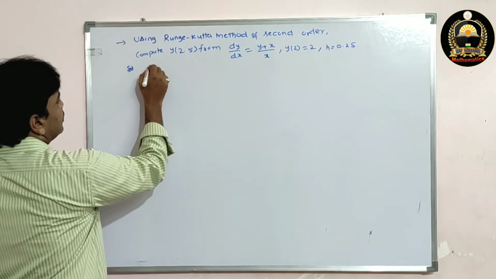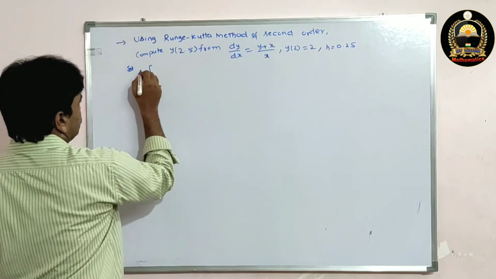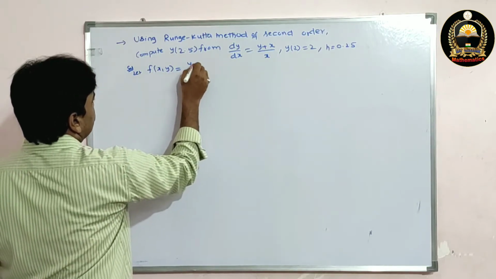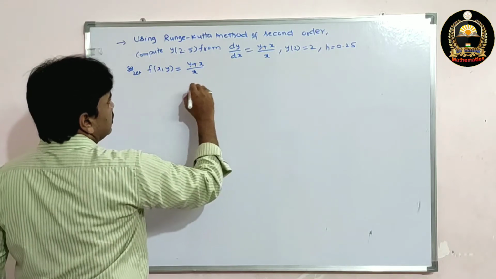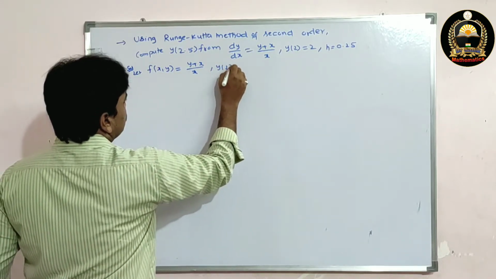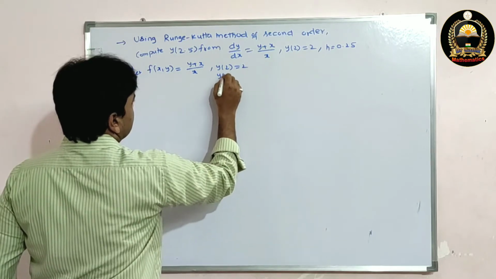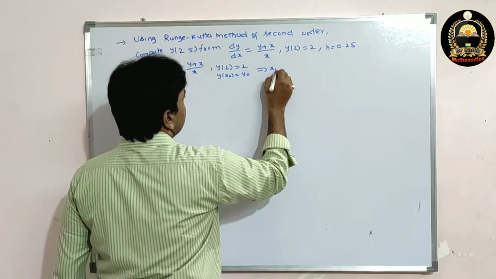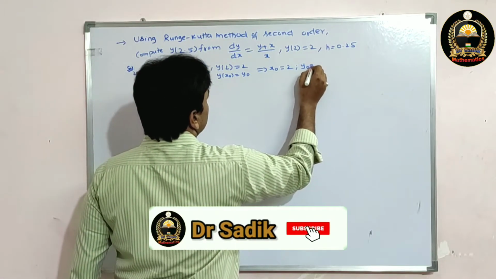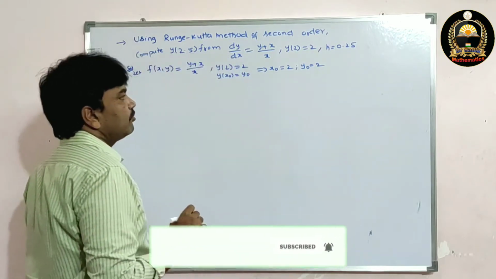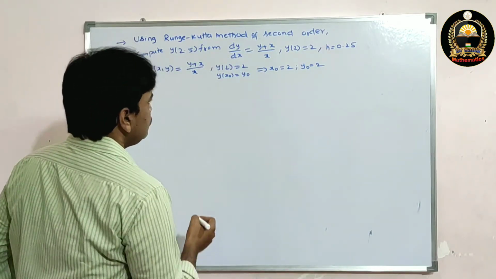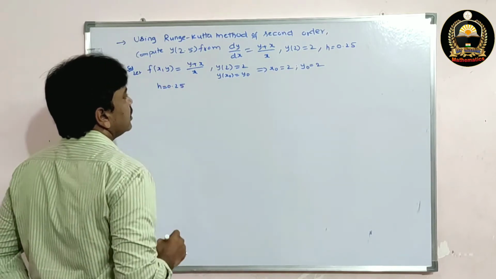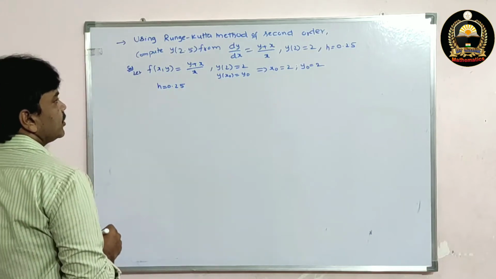Solution. What is f of x, students? Let f(x, y) = (y + x)/x. And it is given y at 2 is equal to 2. That means y at x0 is equal to y0. What is x0 value, students? x0 value is 2 and y0 value is 2. Now what is h here? h is equal to 0.25.